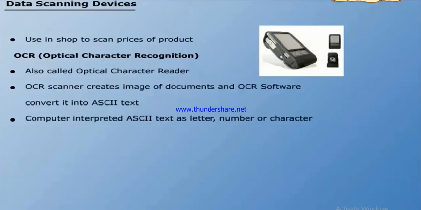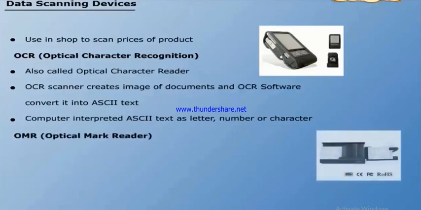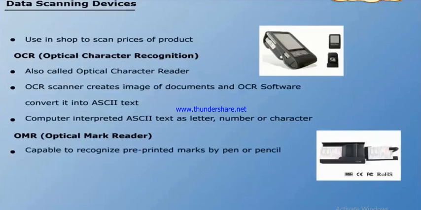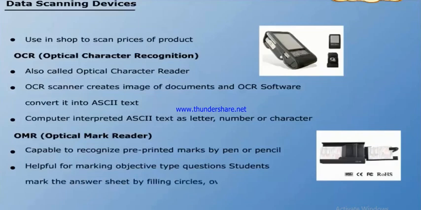Optical mark recognition or optical mark reader. Optical mark reader has the capability to recognize the pre-printed marks either of pen or pencil. Optical mark reader is specifically helpful for marking objective type questions. The student marks the answer sheet by filling or darkening the circles, oval or square. This printed answer sheet is fed into the computer and the grading is done by using OMR.